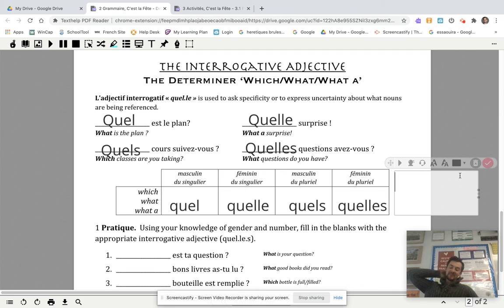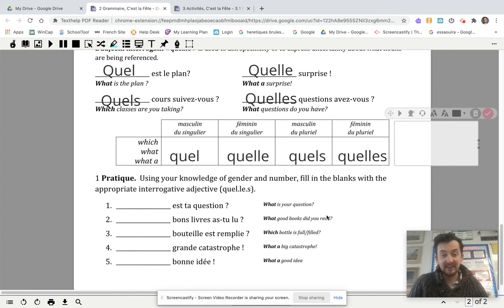The actual form of it is super easy. It's just remembering that it means which, what, and what a, and maybe knowing, I think I'll probably ask as a bonus, describe to me the difference between que, what, and quel, what. The answer is that quel is an adjective. Okay? There's one of your bonuses for the quiz. All right, let's do a practice together.